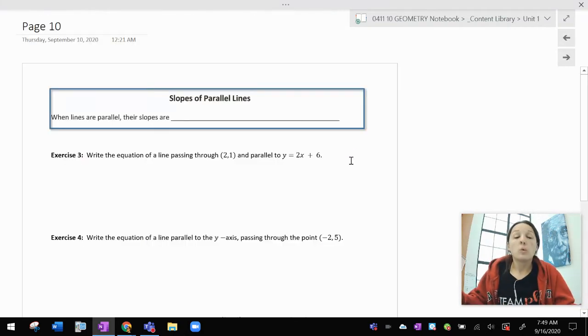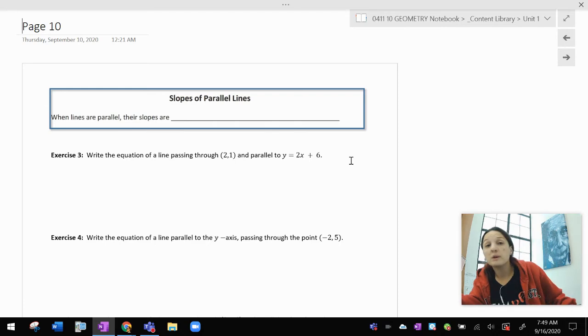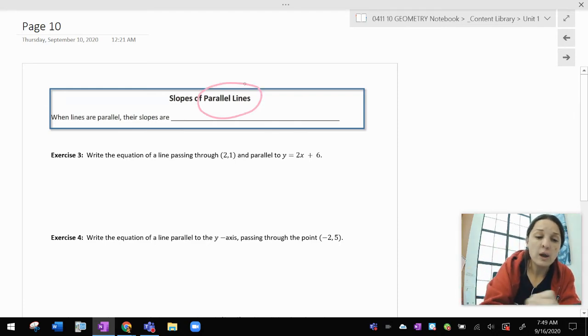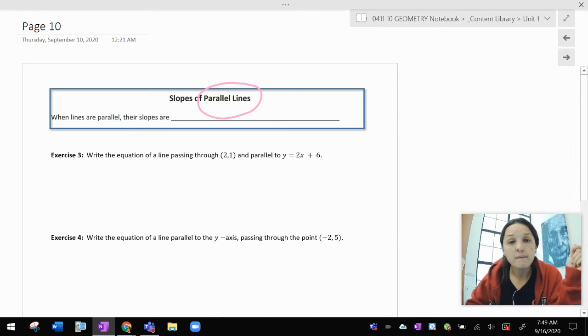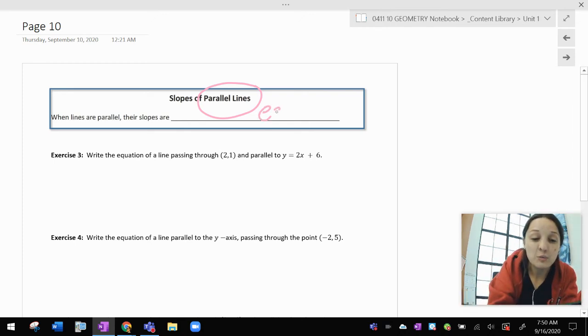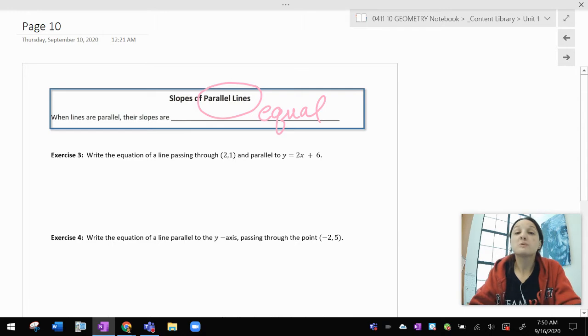Now, what do I do if instead of just wanting the equation of a line, I want a line that does things, that's parallel to things or perpendicular to things? No big deal. We just have to remember that when lines are parallel, their slopes are equal. Who said that? It was me. I'm hoping, though, in your head, you were saying it too. Slopes of parallel lines are equal.